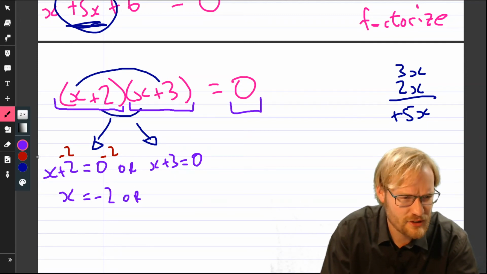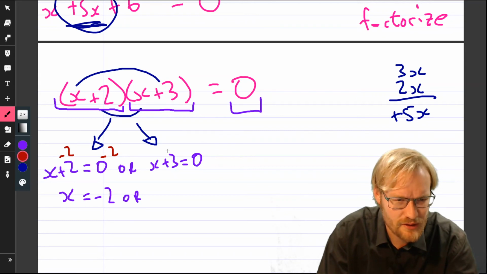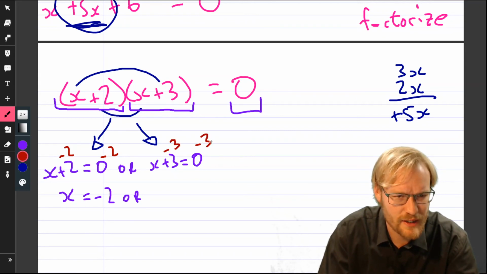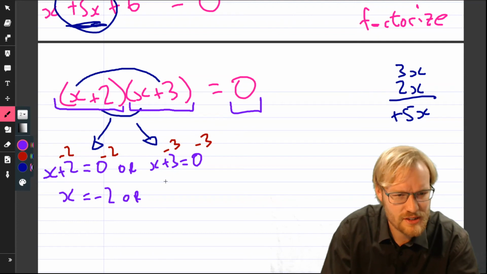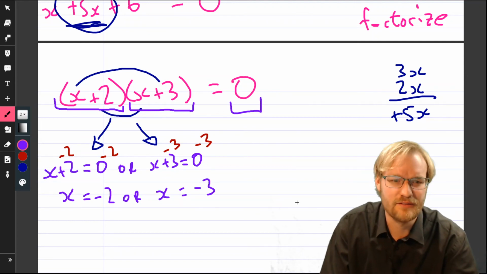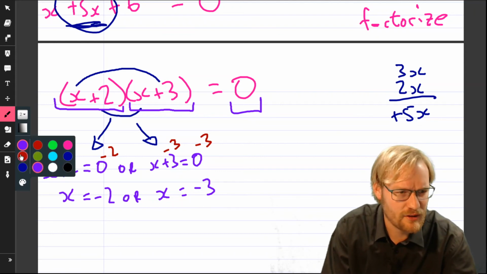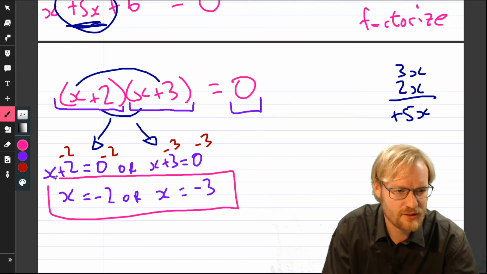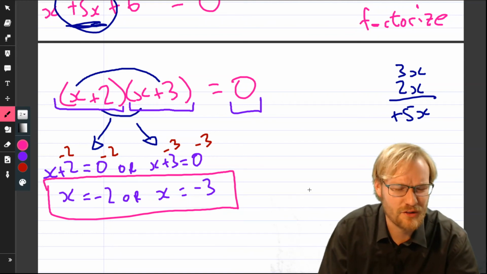Or x plus 3. What do we need to do for this one? Minus 3, minus 3. So that we're just left with x on the left-hand side and negative 3 on the right-hand side. And there we go. There are our two solutions. X equals negative 2 or x equals negative 3.